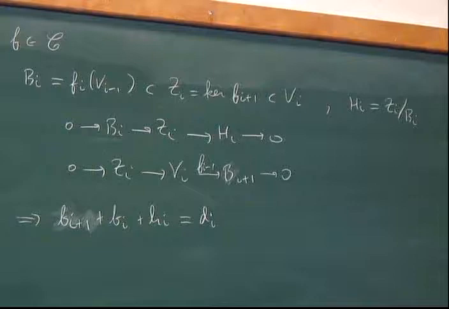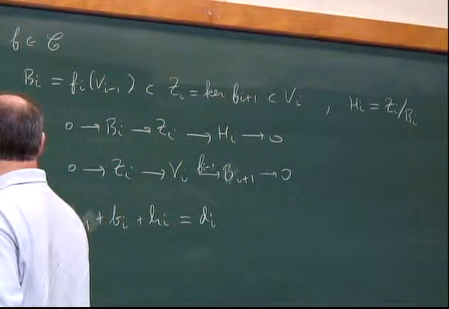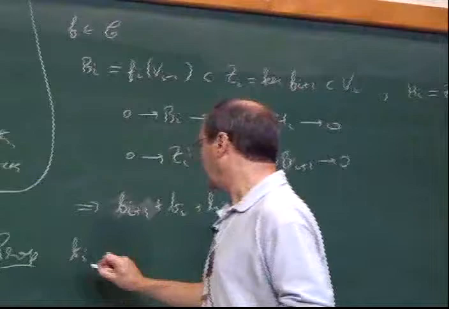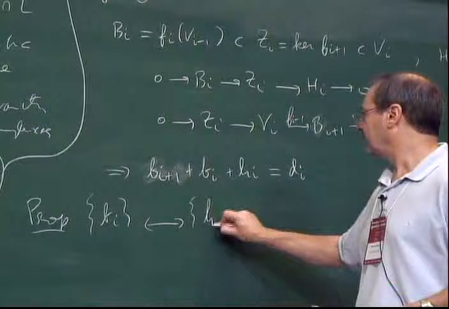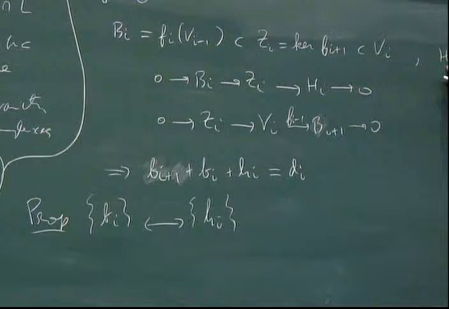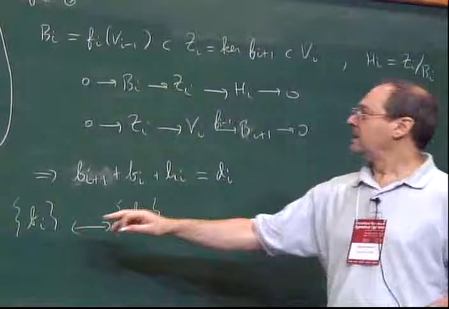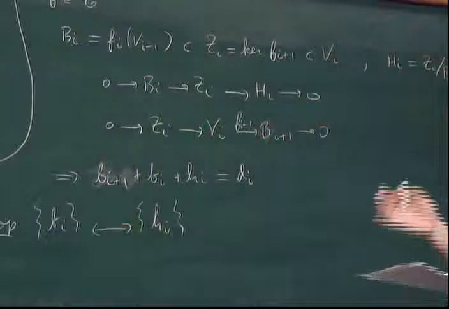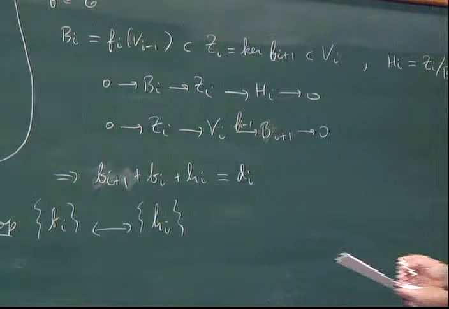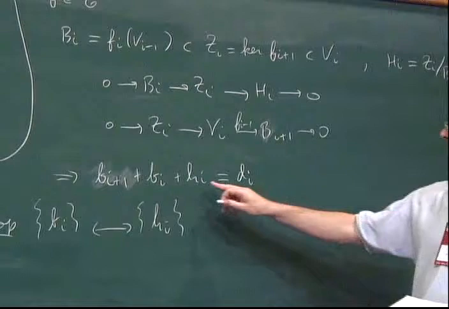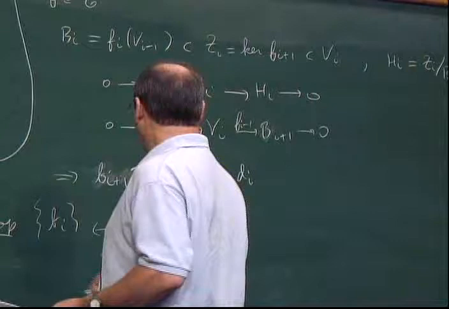And then by easy calculations, we obtain that the information of the BIs determines and is determined by the information of the HIs. The HIs, of course, is the dimension of the homologies, and the BIs are the dimension of the boundaries. So knowing all the ranks of these maps amounts to knowing the dimension of all the homology spaces. So it's easy to write down the transformation formulas for this. For example, of course, if I know the BIs from this formula, I know the HIs.